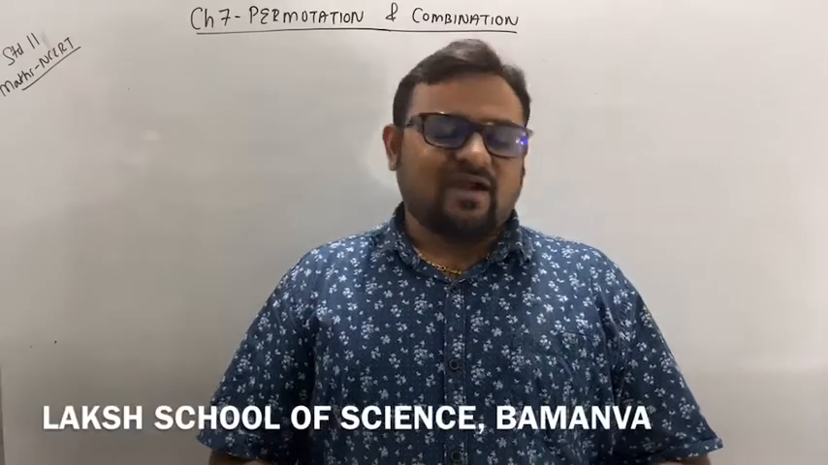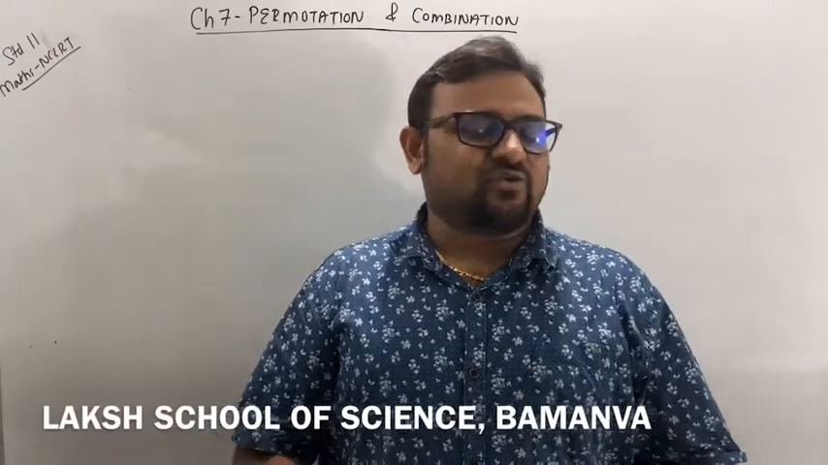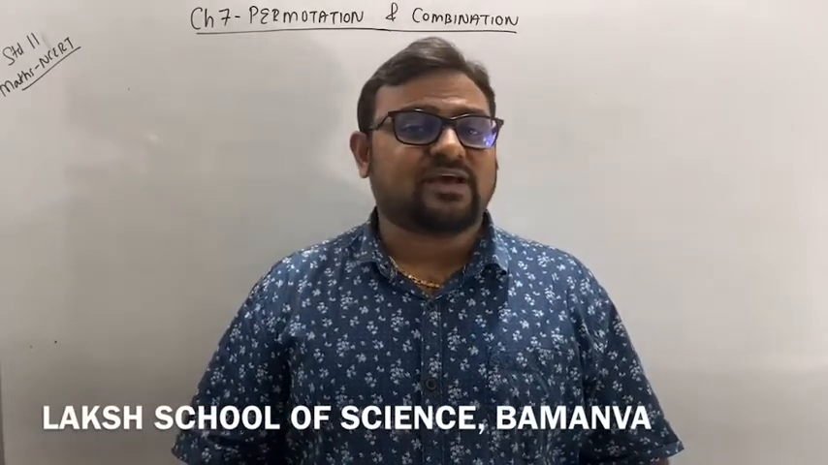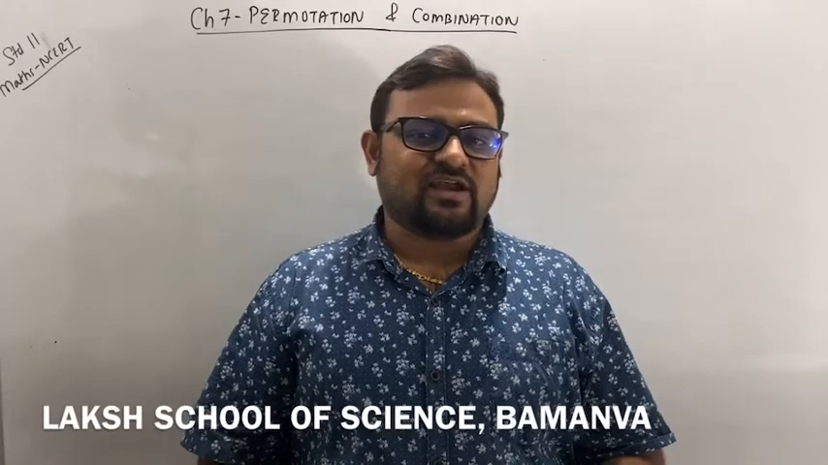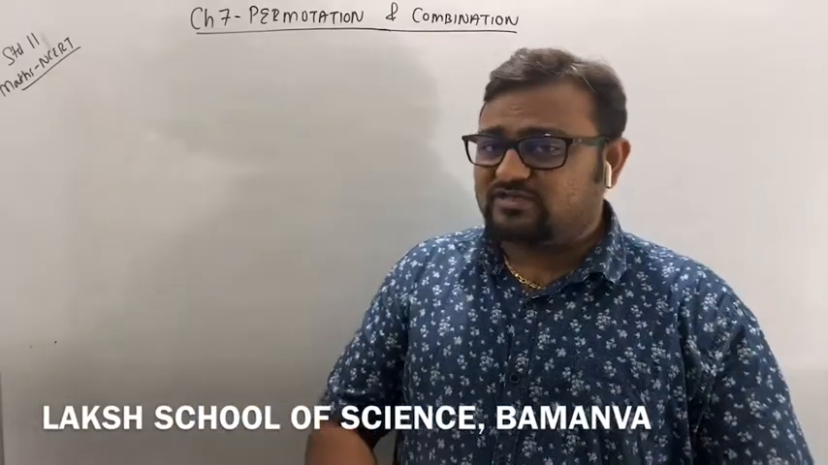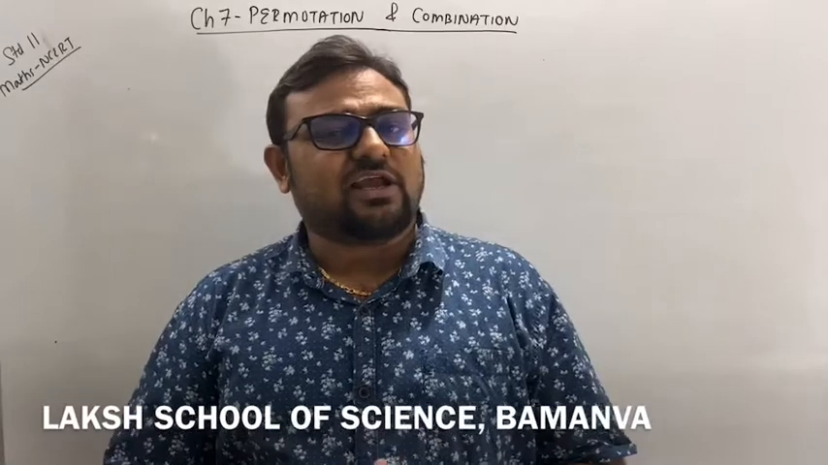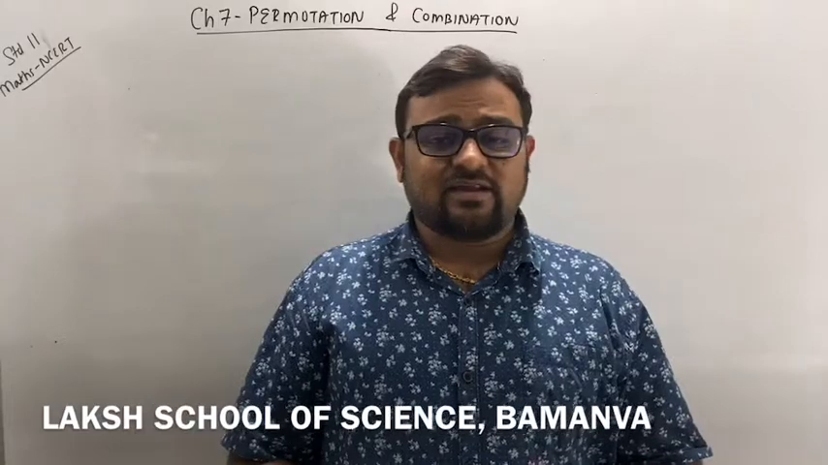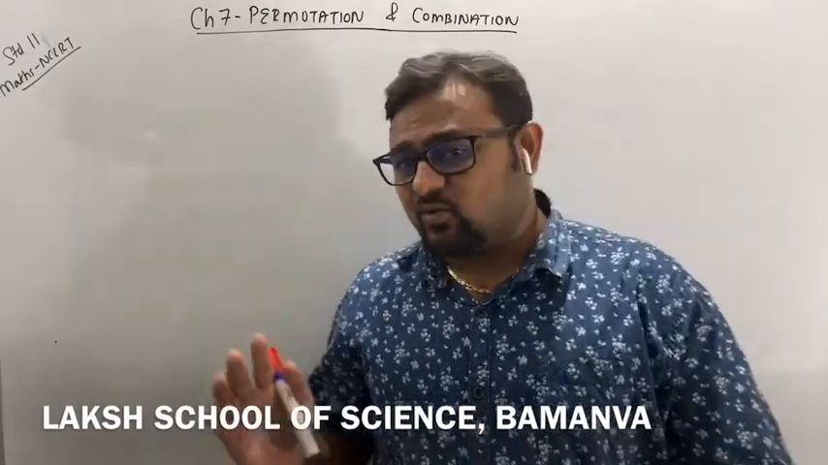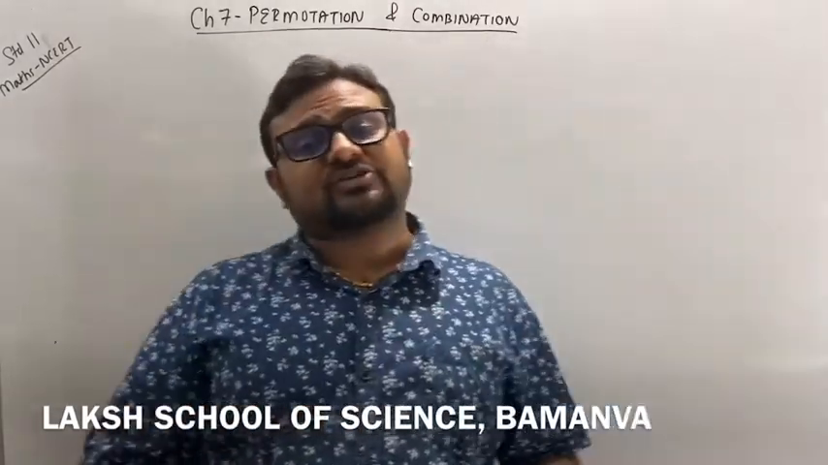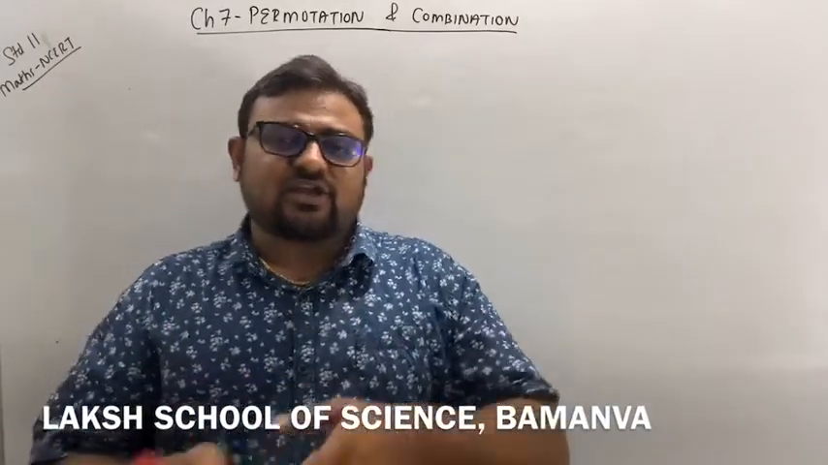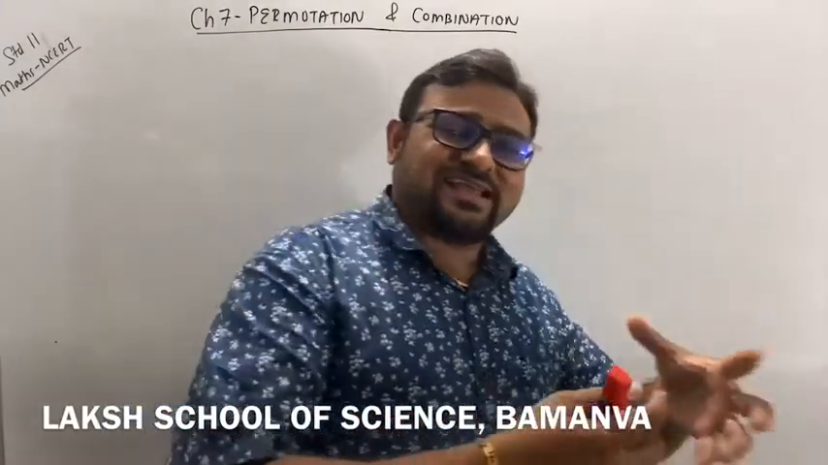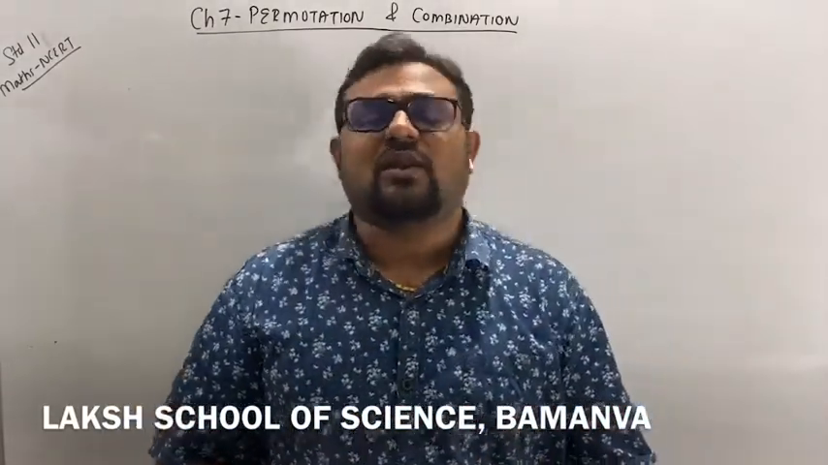We will study mathematics, and today we'll start with standard 11, chapter number 7, permutation and combination. Now this chapter is totally new for the students of 11th science. So let's start with the meaning of permutation and combination. Permutation and combination means arranging things or selecting things from a given number.